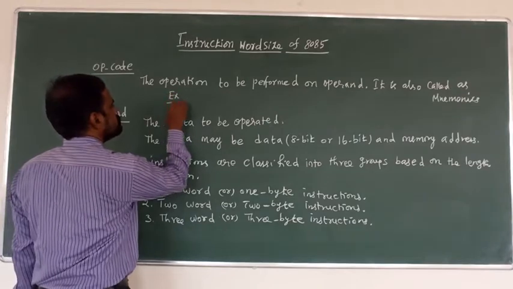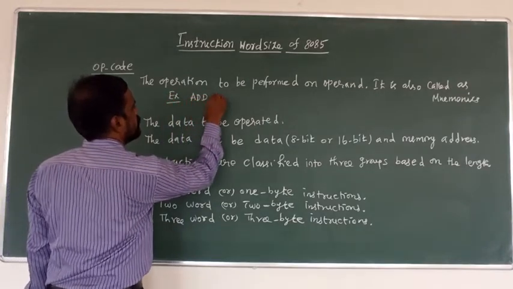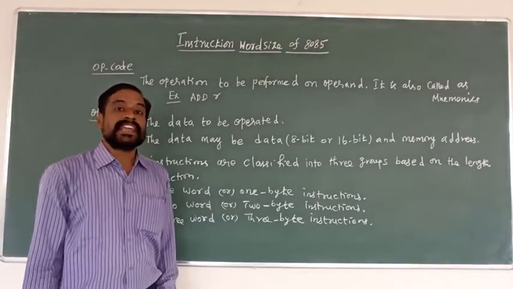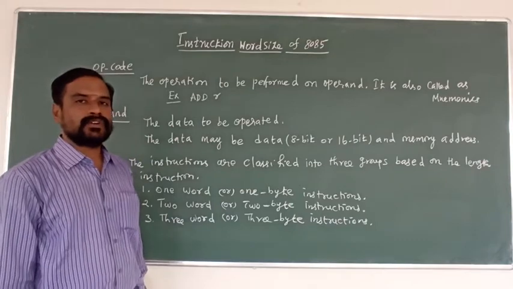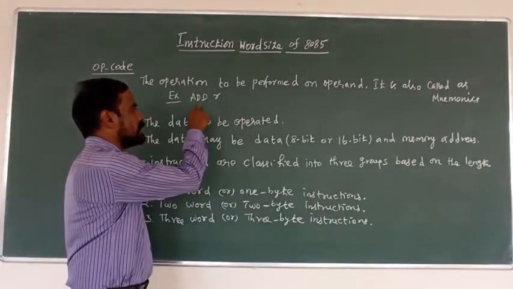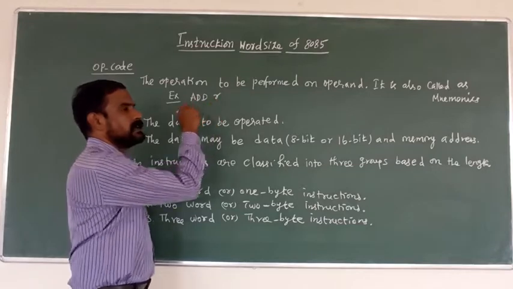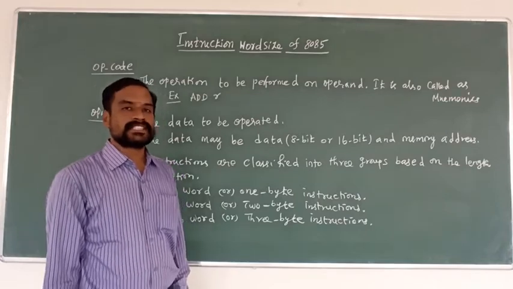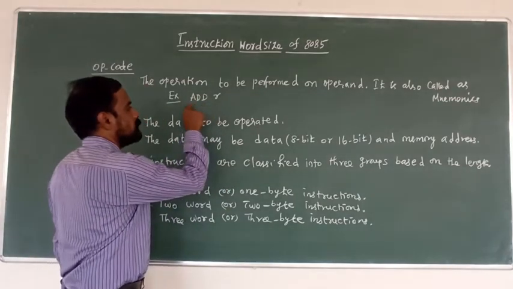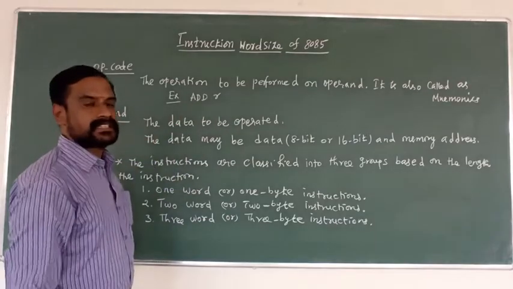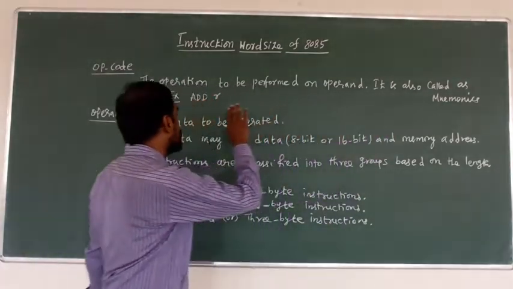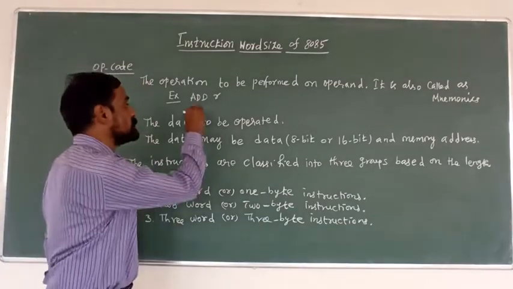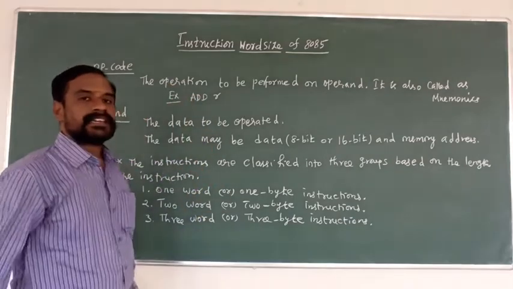Example, ADD R. ADD R means add 8-bit data. Data 1 is in the accumulator, and the second data will be any one of the general purpose registers. Now, this is for mnemonics. Mnemonics is also called opcode. Opcode means there will be an operation code. What will be the code to operate ADD?